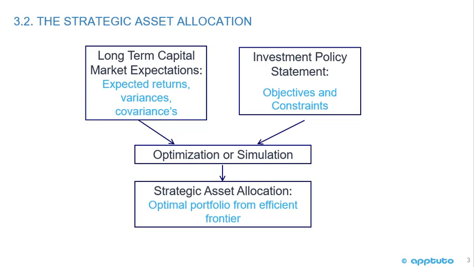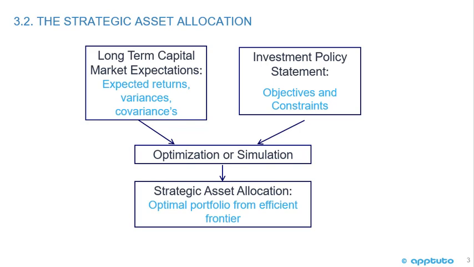The strategic asset allocation. On the left-hand side, we have our long-term capital market expectations, which is made up of expected returns of different asset classes, the variances, which is risk, and covariances and correlations. On the right-hand side, we have the investment policy statement with the investor's objectives and constraints. Remember, those are the risk and return objectives, and the constraints are LLTTU: legal, liquidity, tax, time, and unique circumstances. And those meet.